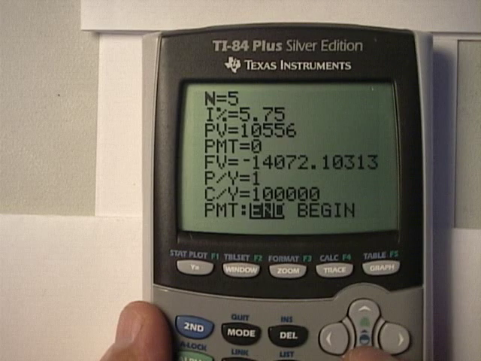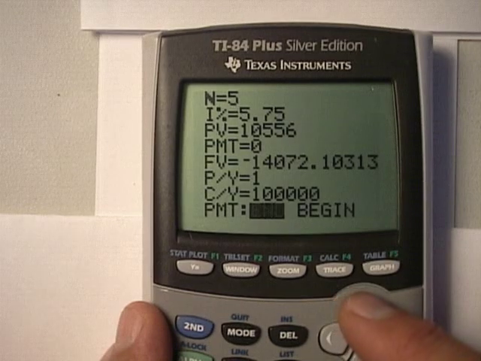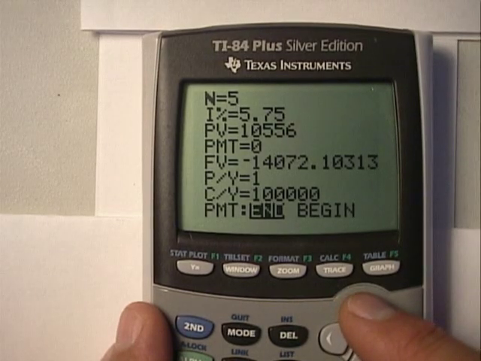P over Y is the payments per year. That's not going to be used in this problem. And C over Y is the compoundings per year. And PMT refers to the payment, also not going to be used in this problem.